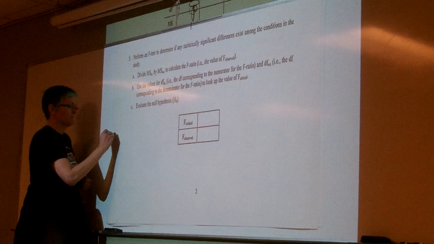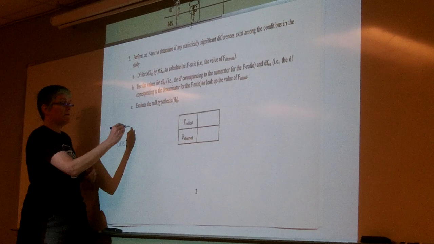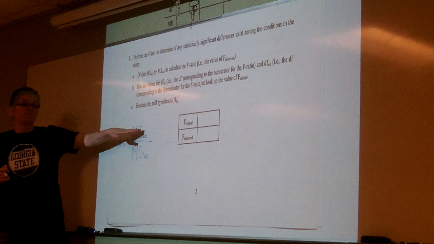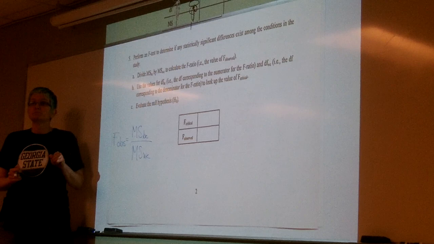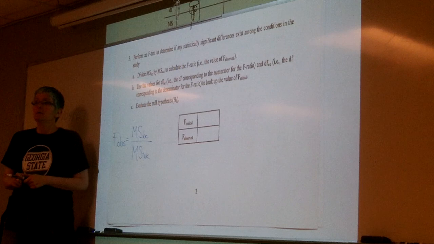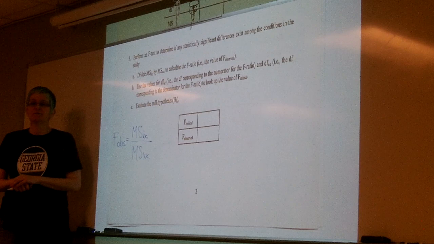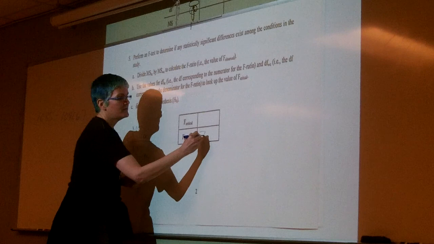Okay. And F observed is the mean square between conditions divided by the mean square within conditions. This is our analysis of variance. Our variance between conditions divided by our variance within conditions. And so we're going to take that value we got for mean square between conditions and divide it by mean square within conditions. And what do you get if you do that? 7.66. I have a vote for 7.66. I see some nodding. Yes? Okay. 7.66.